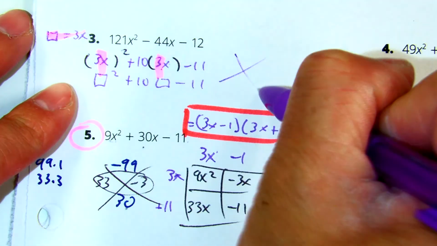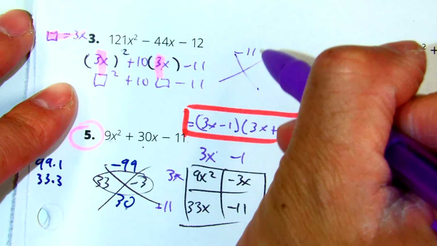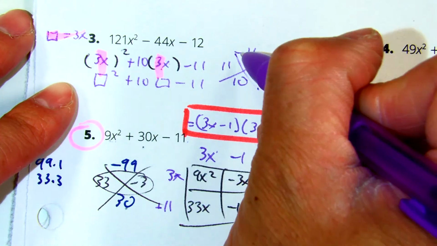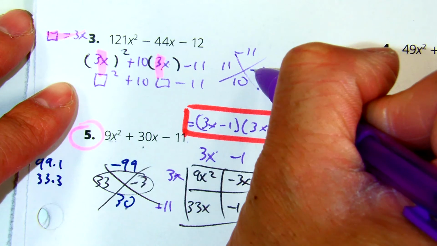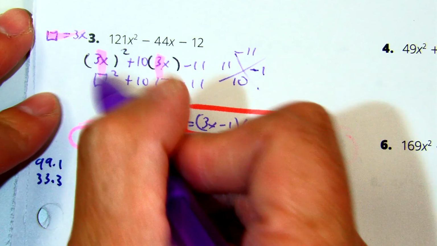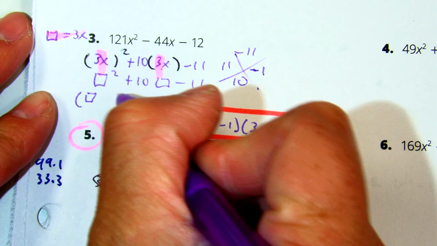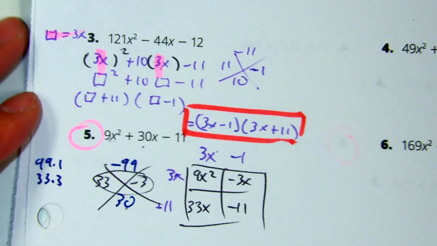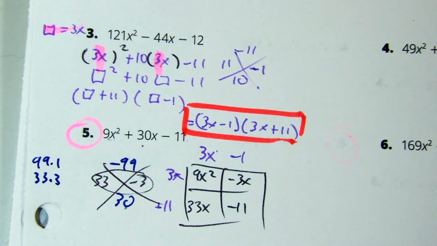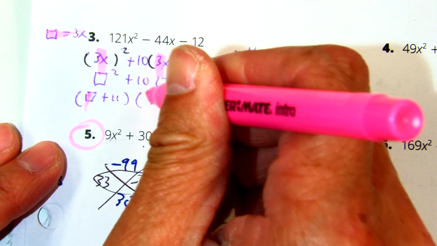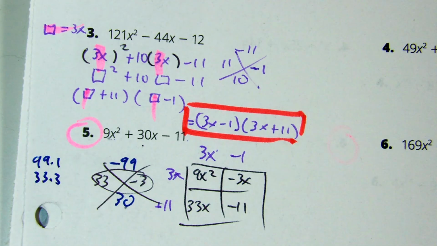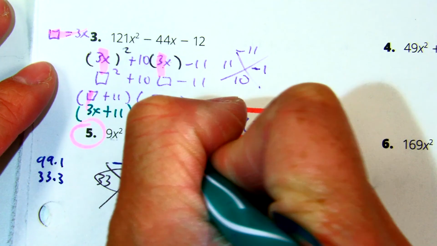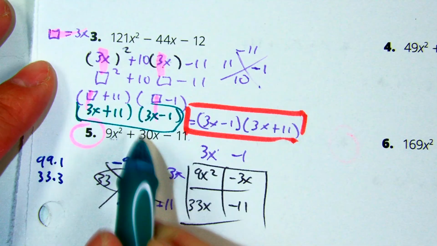Then my X method, a times c is negative 11, b value is 10. Two numbers that multiply to be 11 are 11 times 1. And this is negative, so this will be a negative 1. So my box plus 11 and box minus 1. And then I just put my box back in there. So you get 3x plus 11 and 3x minus 1, which is actually the same answer, right?